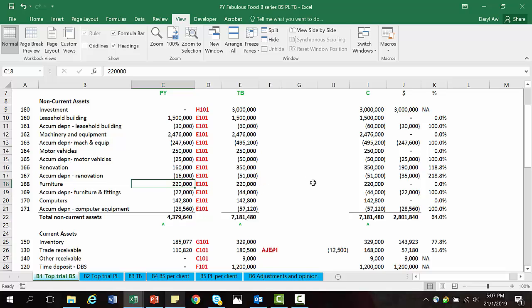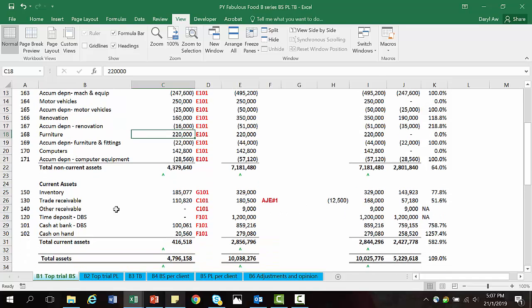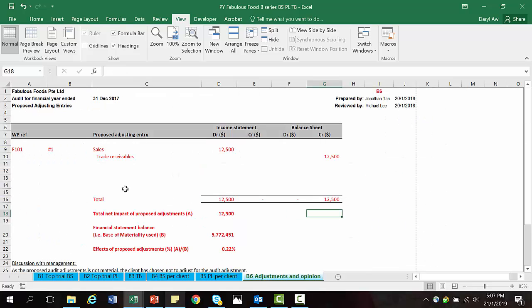Now this top trial is for me also to see where the misstatements would come in. For example, when I audit certain procedures and I realize there's a misstatement identified, I will need to adjust for the misstatements. So for example, I have identified a misstatement. The misstatements will be put into the misstatement listing as proposed adjusting entries.